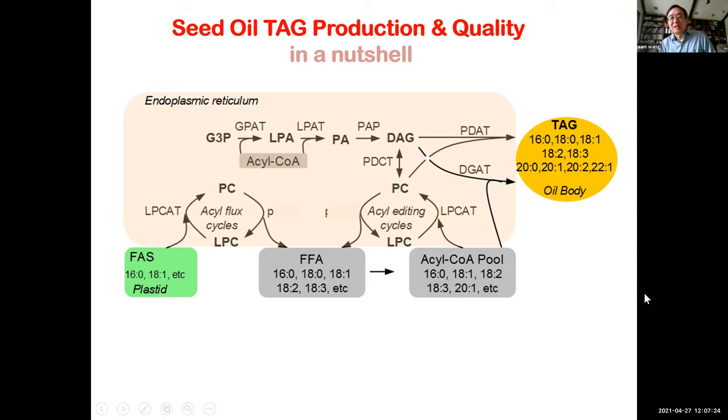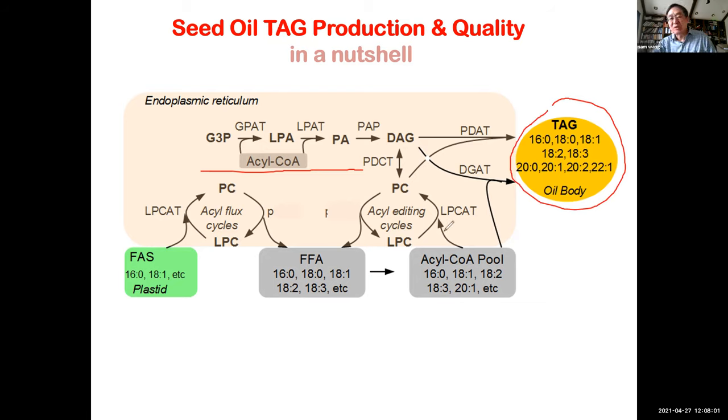This is plant lipid, particularly storage lipid production and quantity, in a very simplified form. When you talk about lipid production, the fatty acids are made in the chloroplast, and then they're transported into the ER, where they go through, on the very top, what we call the Kennedy pathway. It's a nucleotide pathway where the lipids are, at the end, made into triglycerides, where they're stored in the lipid body.